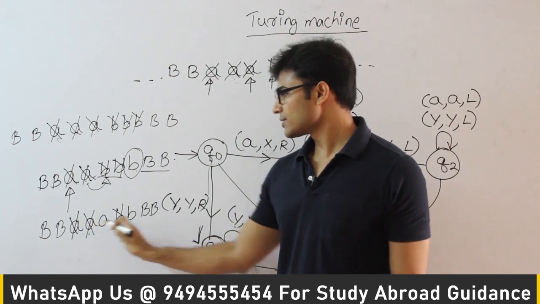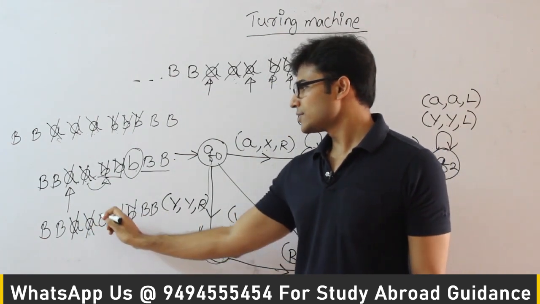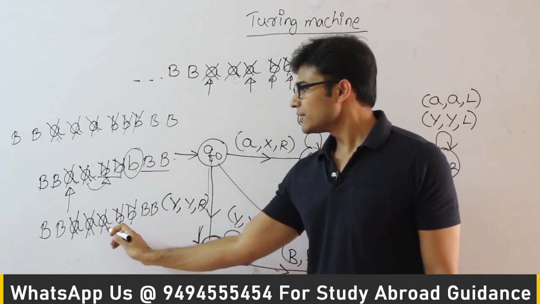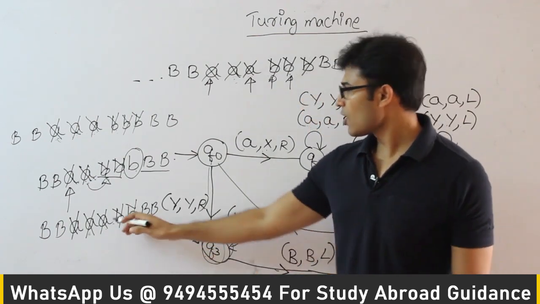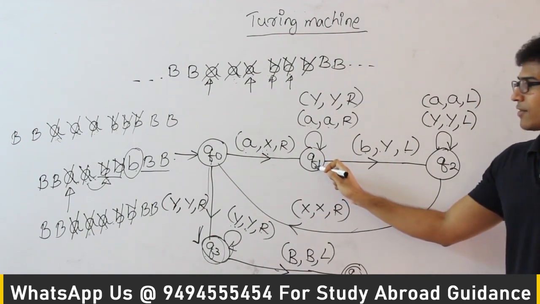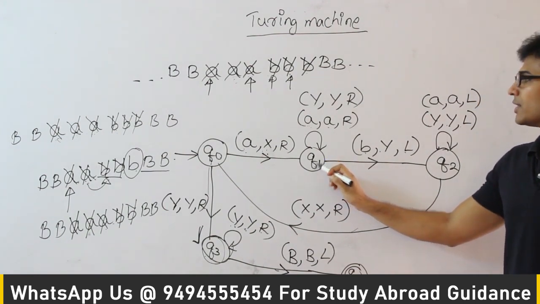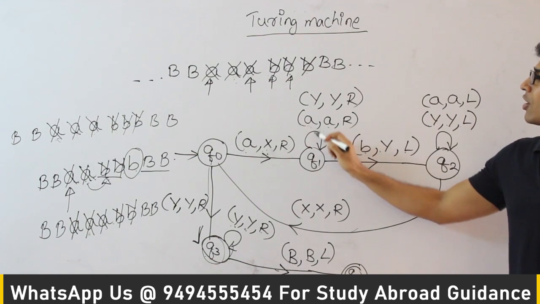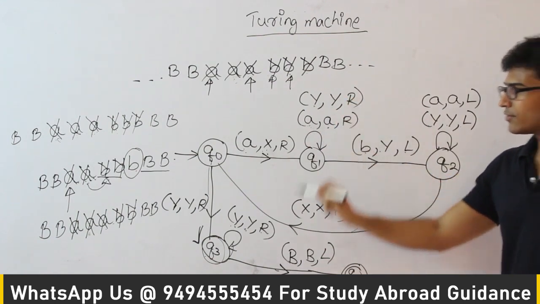This will be made X, this will be made Y, and then this will be made X, and now we will be in search of b, which means after making an a as X, we will be in this state and we are in search of a small b. So we will be looking at all the a's and all the Y's.